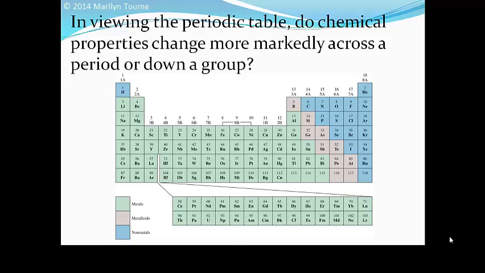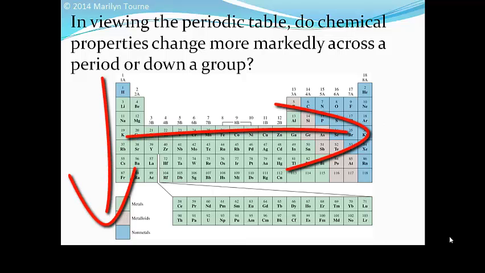Another quick question would be, in viewing the periodic table, do chemical properties change more across a period or down a group? This should be really easy for you guys to answer.